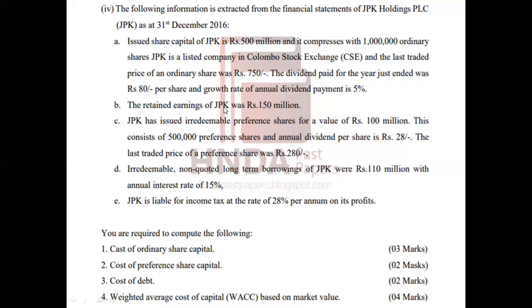Then irredeemable preference shares are 100 million. It's easy for calculation. Then irredeemable non-quoted long-term borrowings have an interest rate of 15%. In addition to that, the income tax rate of this particular firm is 28% per annum. Here we are going to calculate, and this should not be A, it should be O: the cost of ordinary share capital, cost of preference share capital, and cost of debt. Then we can get the weighted average cost of capital.